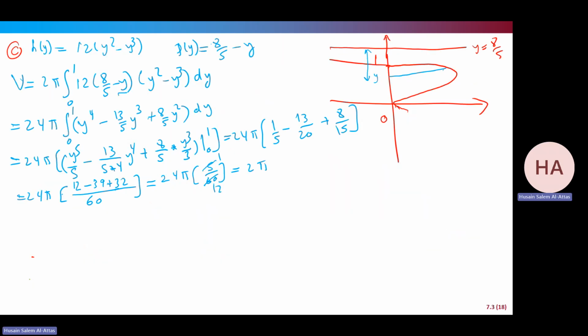Now let me do the last one. Do it in another color. It's a matter of calculation only. I have y equals minus 2 over 5, correct? Yeah, about this line. This is my axis of revolution. Here is the axis of revolution for part C. So I have part D. I do it in the green line.